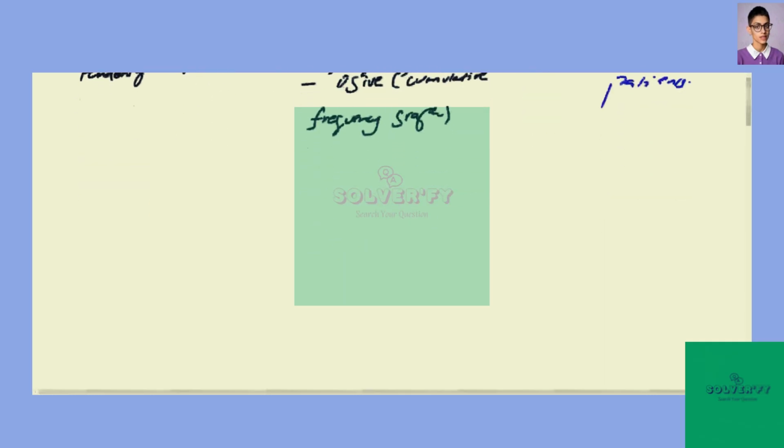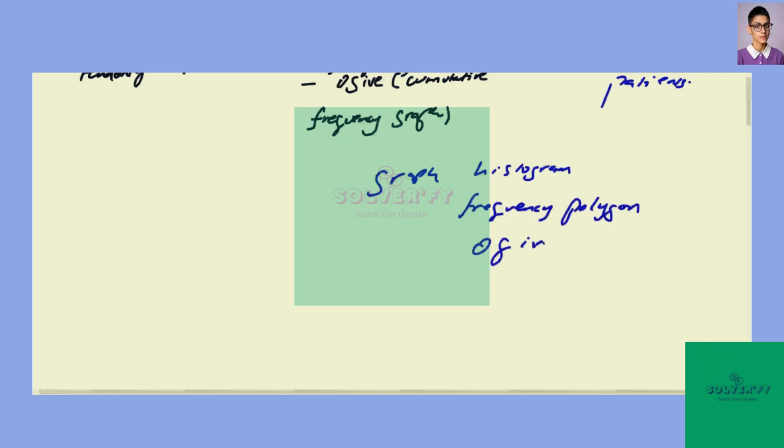And so in this problem, we want you to graph the histogram, the frequency polygon, and also the ogive. And on top of that, you want to tell us the range of glucose levels for the patients. So those are the pieces of information that you're looking at.